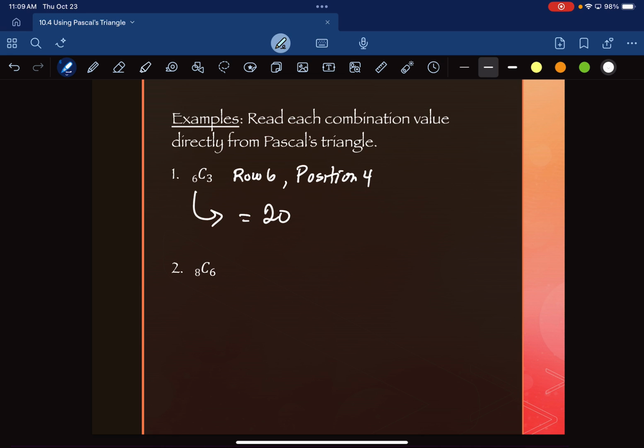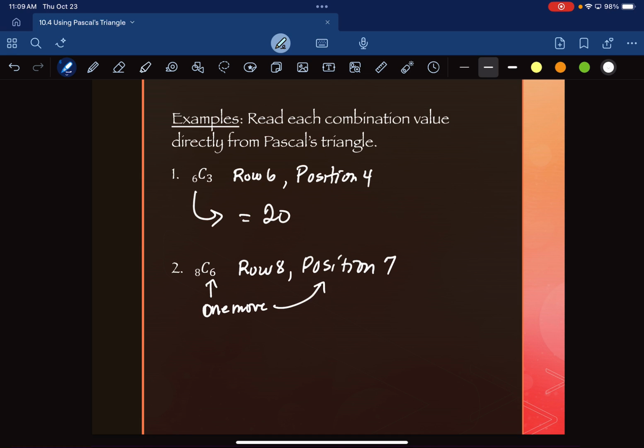Okay, what about 8C6? What row am I on? Row 8. What position am I in? It's in position 7. Okay, the position is always one bigger than the value it lists after the C. One more than that gives us our position.